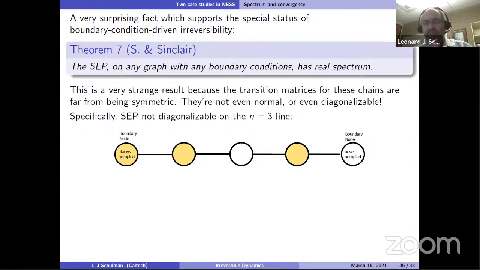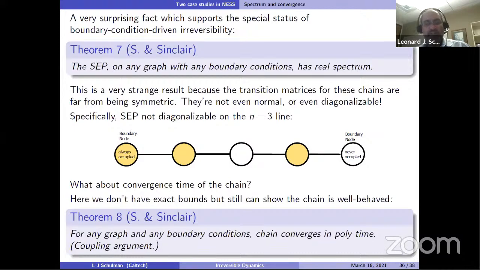It's an incredibly strange result, because where do you usually get real spectrum? Usually from symmetric matrices. Okay, these matrices are not symmetric. Not only are they not symmetric, they're not normal. Not only are they not normal, they're not diagonalizable. Not only that, but I can show you that one of these situations is not diagonalizable on a graph with just 3 vertices. Okay, so the reason for real spectrum is quite strange, and maybe I'll just leave it with that tantalizing kind of result.